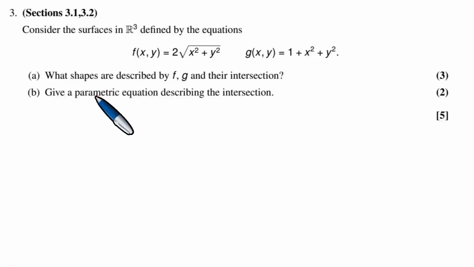Obviously, we're looking at conic sections and things. Consider the surfaces. There are these surfaces in R3 defined by the equations F of x and y is 2 times the square root of x squared plus y squared, and G of x and y equals 1 plus x squared plus y squared. What shapes are described by F, G, and the intersection?